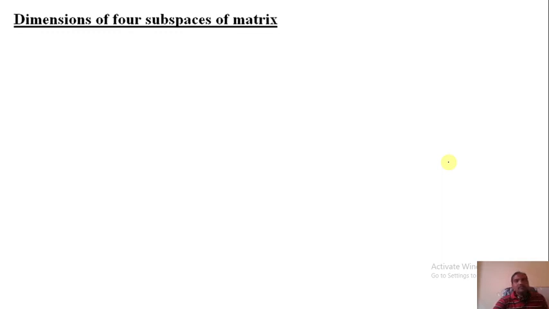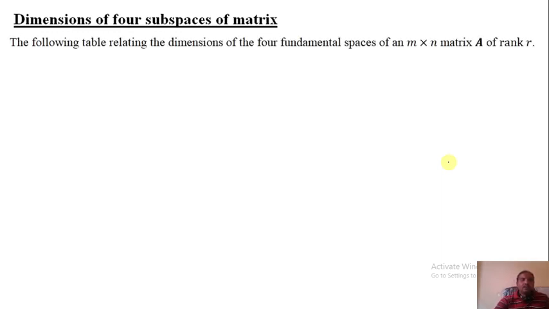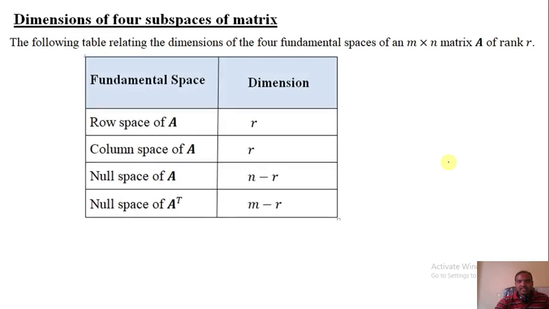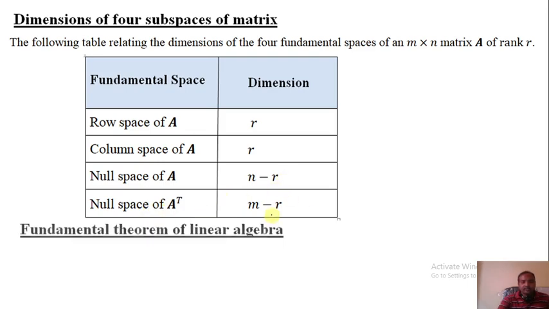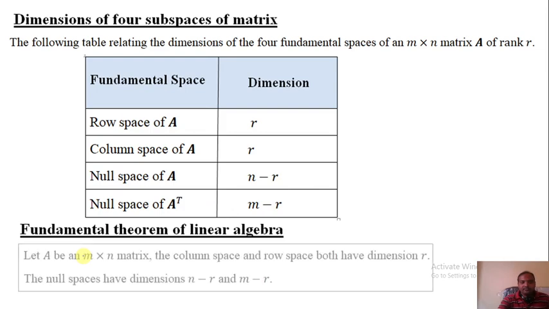Now, the dimensions of the four subspaces of a matrix. The following table relates the dimensions of the fundamental subspaces. We know the row space of A has dimension r, and the column space also has dimension r, that is the rank. The spaces are not the same: the row space is a subspace of R power n, the column space is a subspace of R power m. It's different. The null space of A has dimension n minus r, and the null space of A transpose has dimension m minus r. The fundamental theorem of linear algebra: let A be an m by n matrix. The column space and the row space both have dimension r. The null spaces have dimensions n minus r and m minus r.